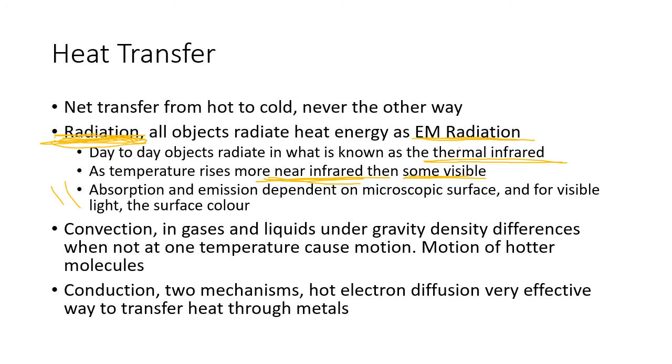And the absorption and emission is dependent upon the microscopic surface, i.e. is it matte or shiny? And for visible light only, but in an exam they don't normally worry about that, the surface colour. So black is better than white when it comes to absorption and emission of radiation. You remember all this, we did it to death in year 8. Convection.